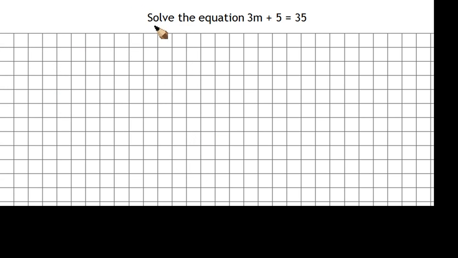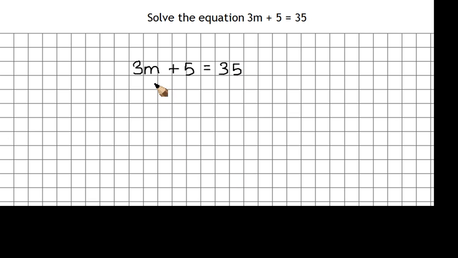We're now going to have a look at how you solve a two-step equation. It's called a two-step equation because I've got two operations. I've got 3m and then I've added 5 to it. So I've got to multiply by 3 and then I add on 5 and that gives me the answer 35.